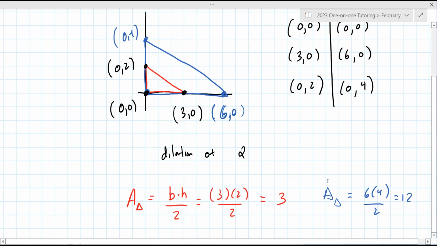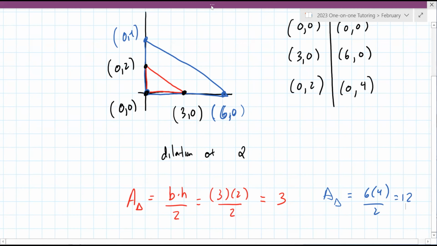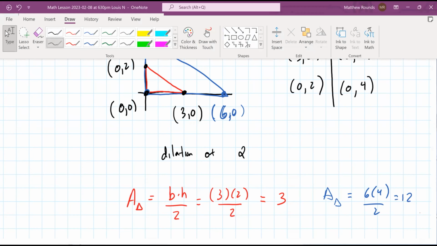So what's interesting is the dilation of 2. Did the area go up by 2? No. What did it go up by? 4. Yeah, it went up by 4. That's interesting. We'll think about that a little bit here. So let's do another dilation, okay?